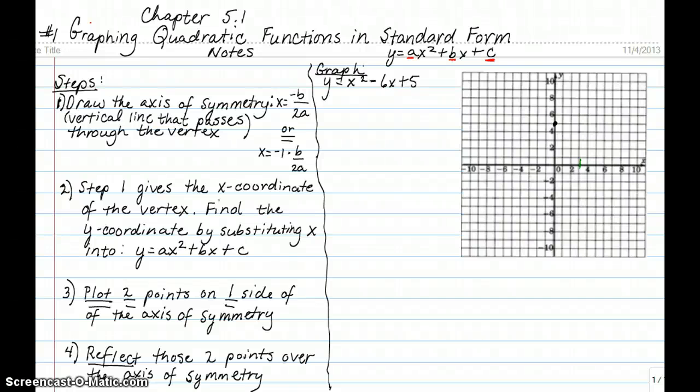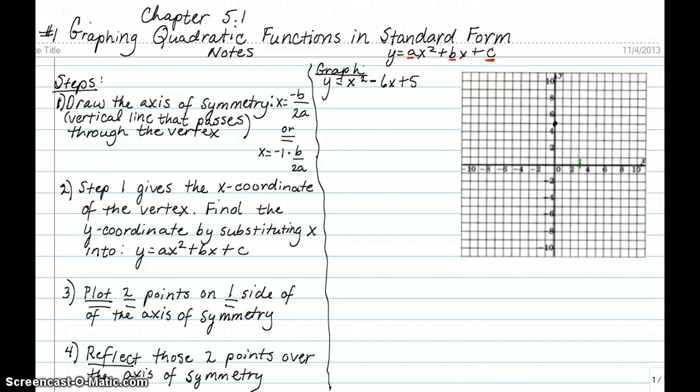These are the number 1 graphing quadratic functions in standard form notes. They're from chapter 5.1. So your steps are going to be to draw the axis of symmetry. That's the vertical line that passes through the vertex. The formula for that is x equals negative b divided by 2a, or the one we're going to use is a modified version, x equals negative 1 times b over 2a.